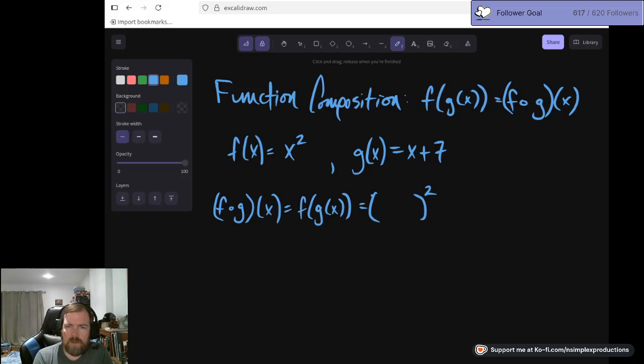Usually the best way to think about it is to start saying, okay, what's our shell function? What's the thing on the outside that's going to be the structure of the overall function? In this case, it's f, which is x squared. But instead of plugging an x into the square function, here we're going to be plugging in all of g. So all of g needs to be inserted into the square function f.